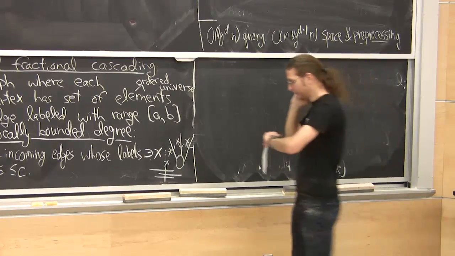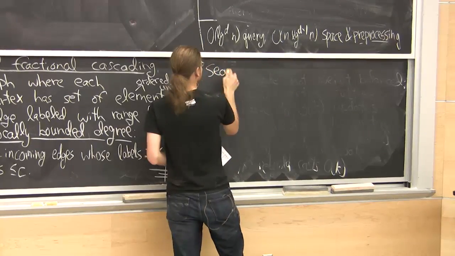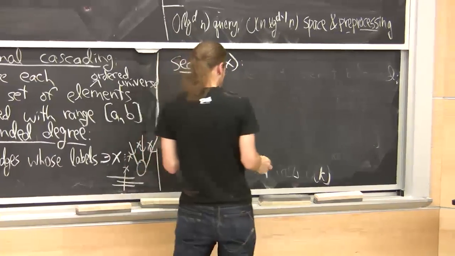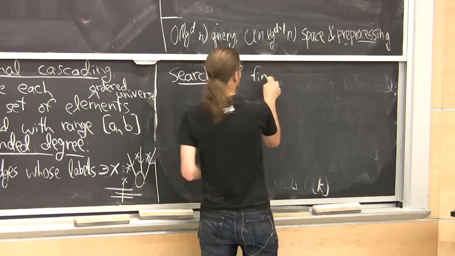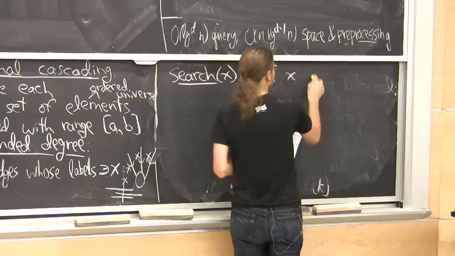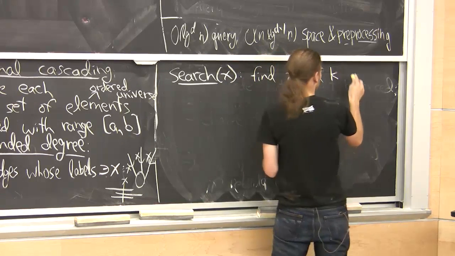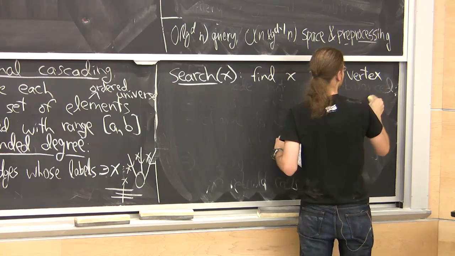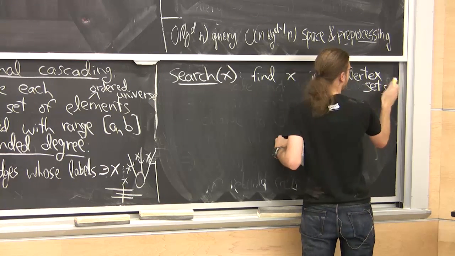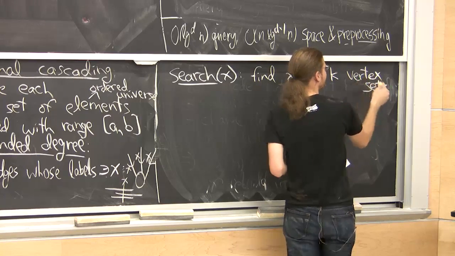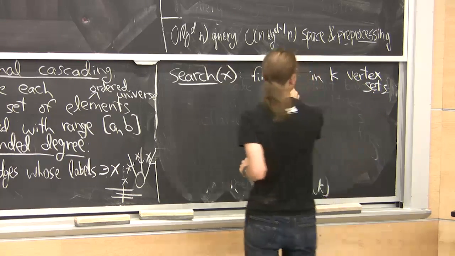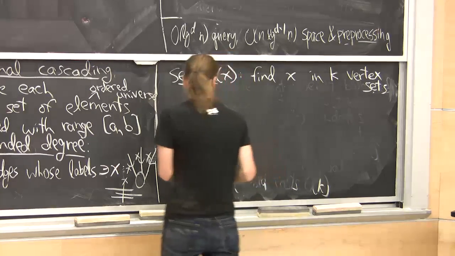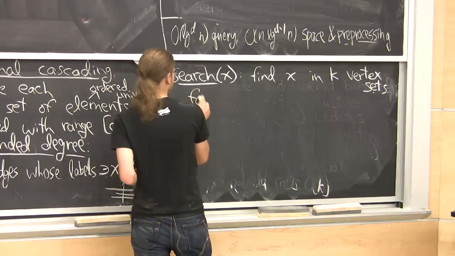So now let me specify what a search means. This is the problem that fractional cascading can solve. The goal is to find x in some k vertex sets. So k vertices, each of them has a set. I want to find x in k of them. Not all of them, k of them. That's the general problem.